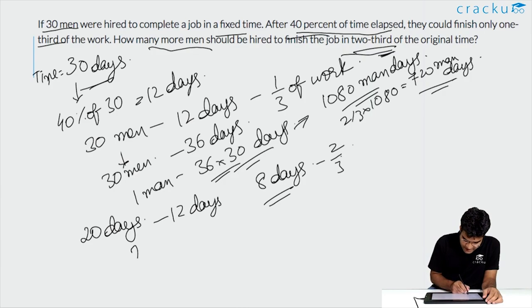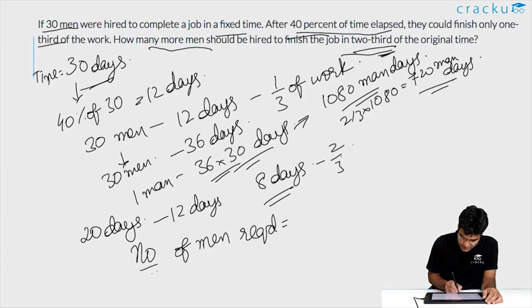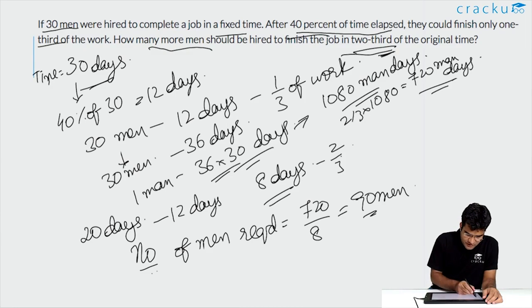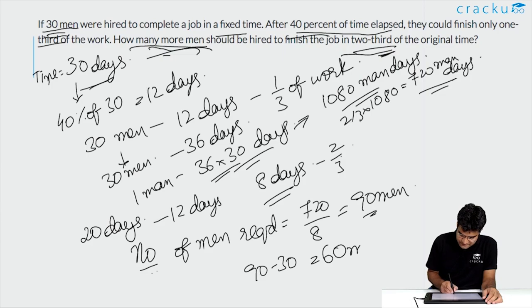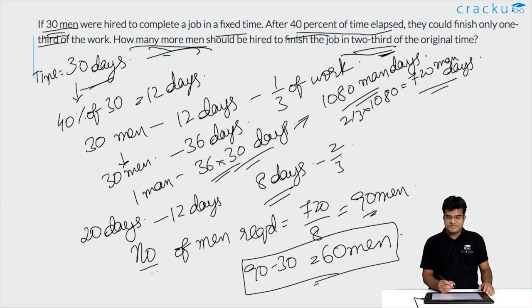So the number of men required to finish the remaining job would be 720 by 8, which is equal to 90 men. Of these 90 men, we already have 30 men. So the additional men, that is how many more men should be hired, is 90 minus 30, which is equal to 60 men. This is the additional number of men that we need to hire to finish the job in 2/3 of the original time.